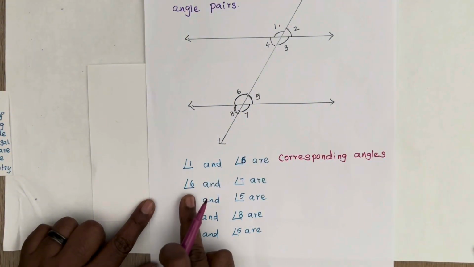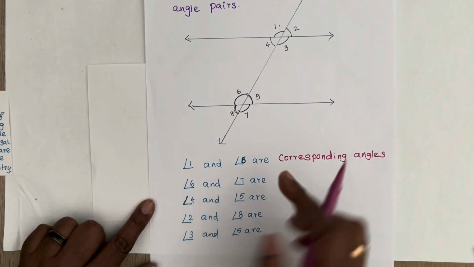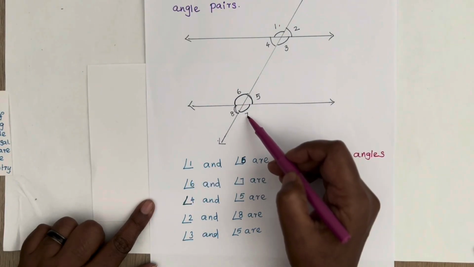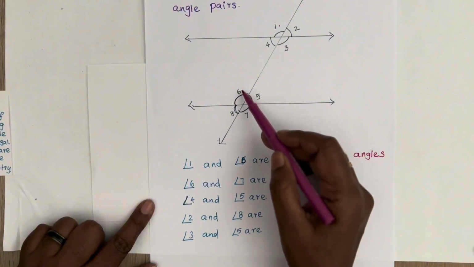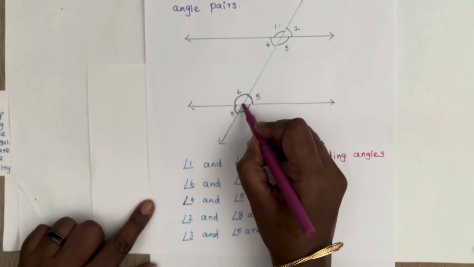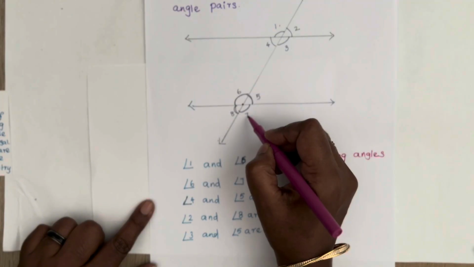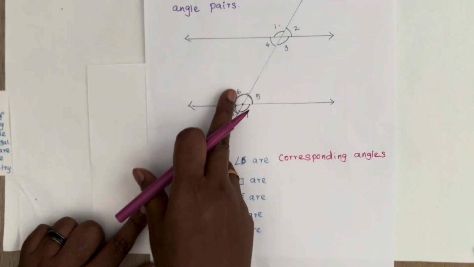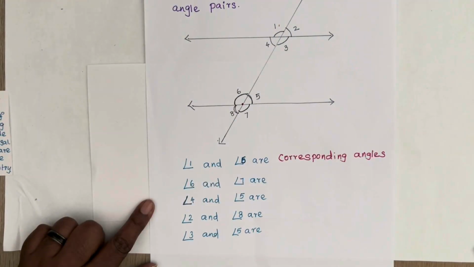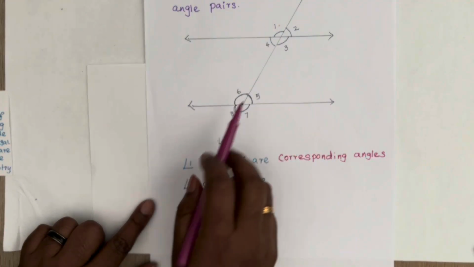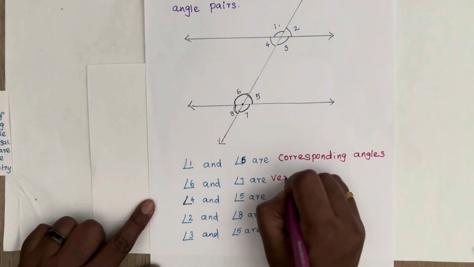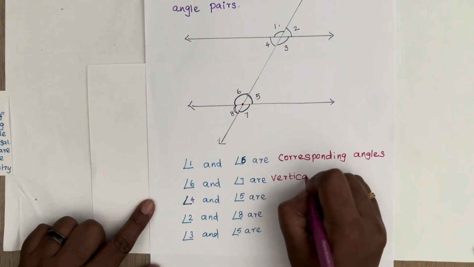The next one, angle 6 and angle 7. Here we have angle 6, here we have angle 7. This is the intersection point, and the angles are on opposite sides. So what is vertically opposite angle? The angles located on the opposite side of the intersection are known as vertically opposite angles. So angle 6 and angle 7 are vertically opposite angles.